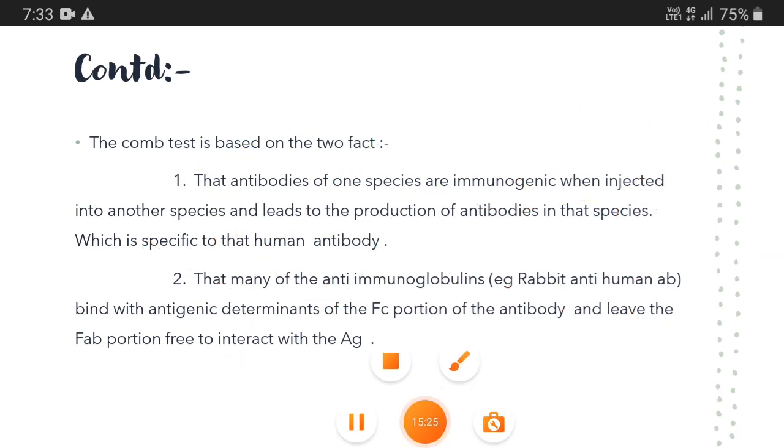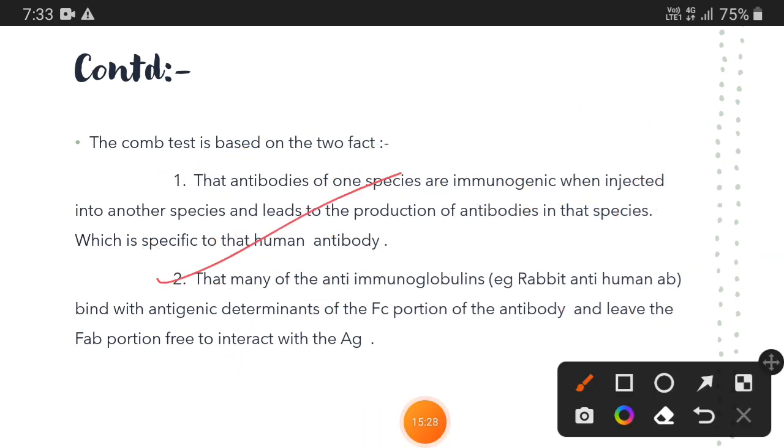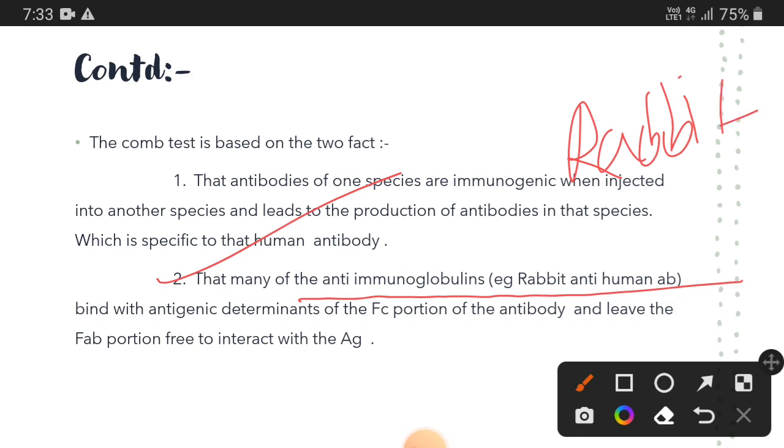Many of that anti-immunoglobulin, rabbit anti-human antibody, here we are using rabbit as the second animal, bind with the antigenic determinant of the Fc portion of the antibody and leave the Fab portion free for interaction with the antigen.